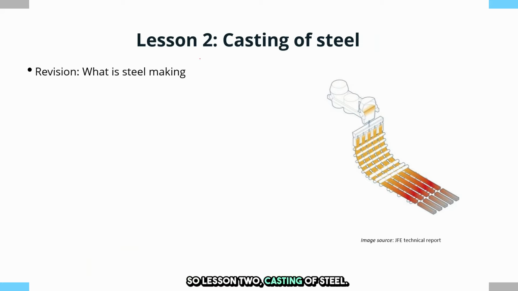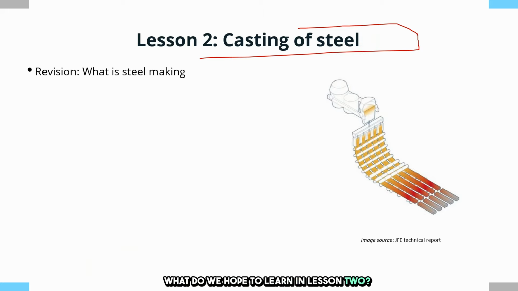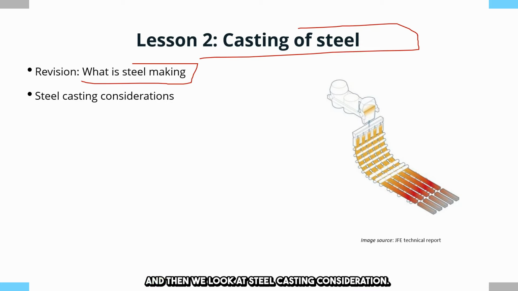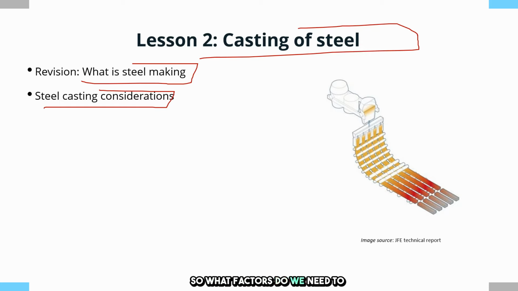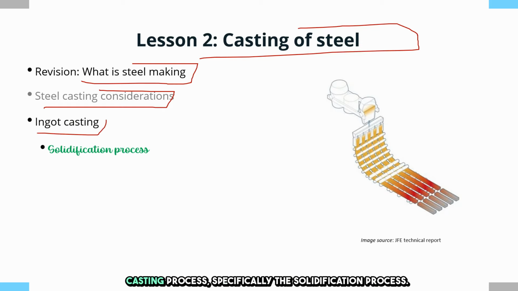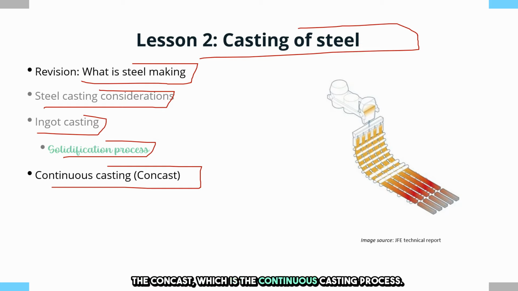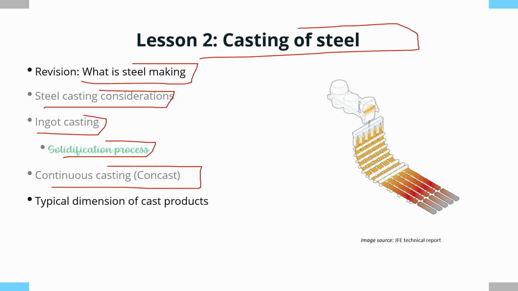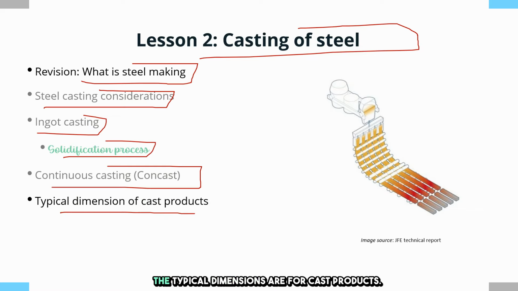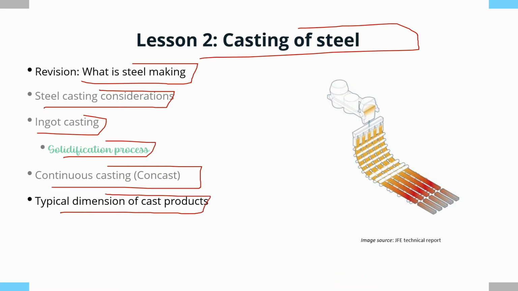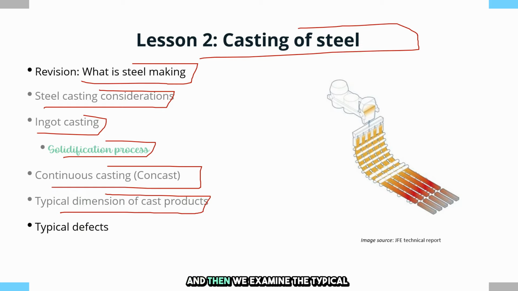So lesson 2, casting of steel. What do we hope to learn in lesson 2? So first things first, we do a revision on what is steel making. And then we look at steel casting consideration. So what factors do we need to understand or look into whilst casting steel? And then we look at the ingot casting process, specifically the solidification process. And then we look at what we call the concast, which is the continuous casting process. And then we also look at what the typical dimensions are for cast products. And then we examine the typical defects associated with casting of steel.